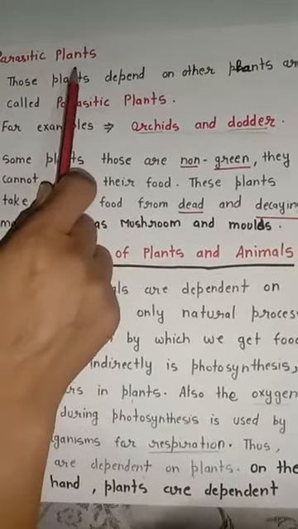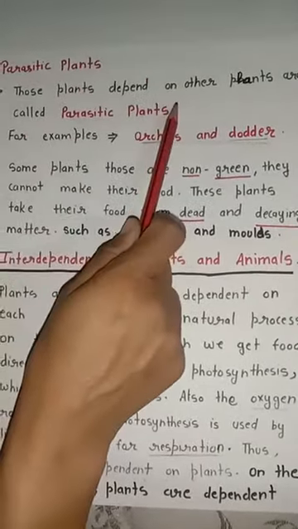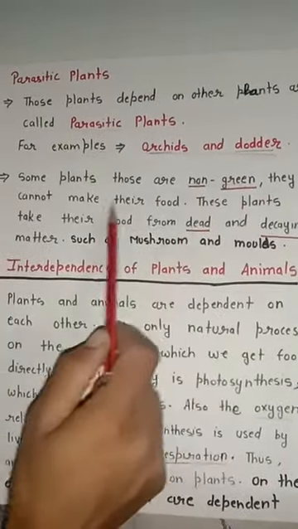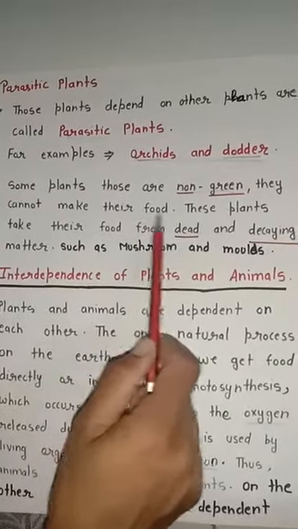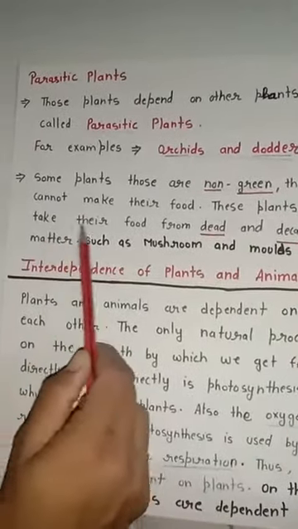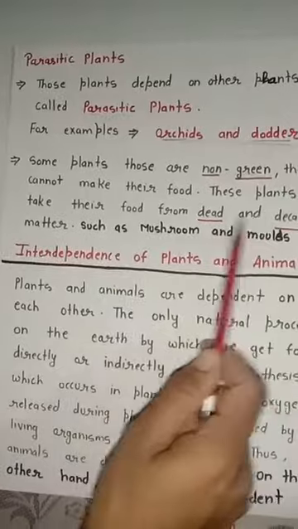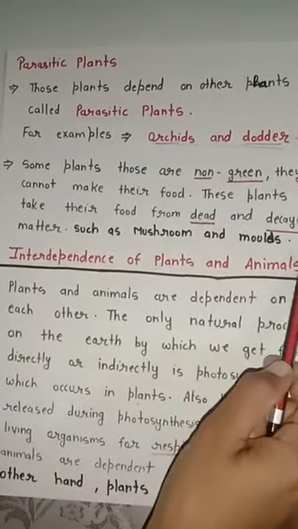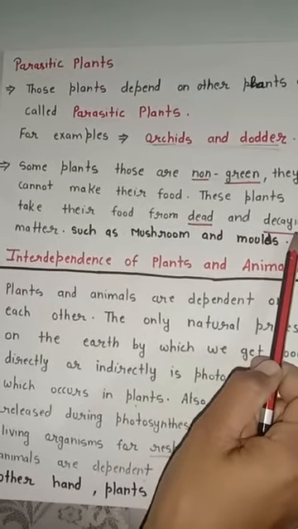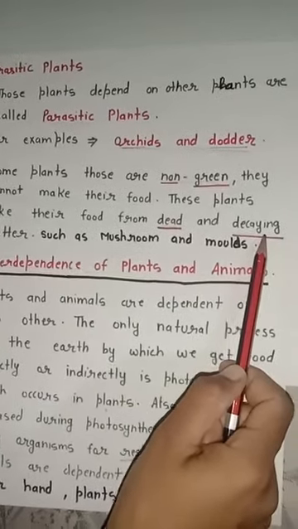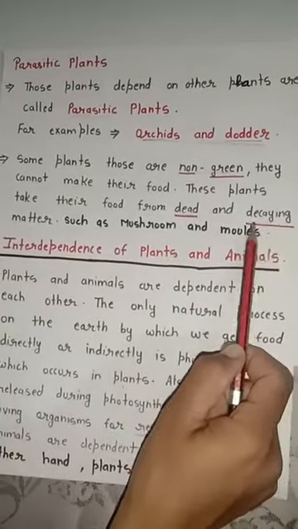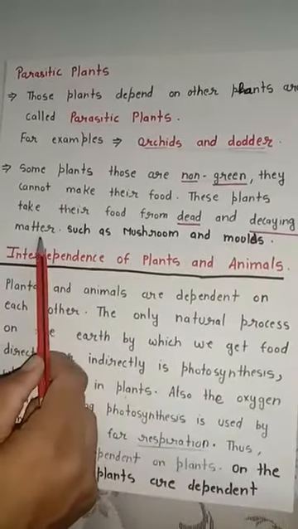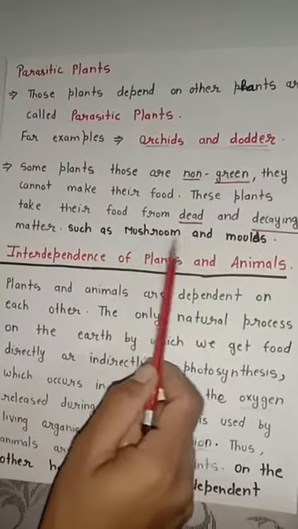Like parasitic plants, they also depend on other plants. Now non-green plants also can't make their food. These plants take their food from dead and decaying matter. Dead means those are dead. Decaying matter means those are being destroyed by a natural process. This is called decaying matter, such as mushrooms and molds.